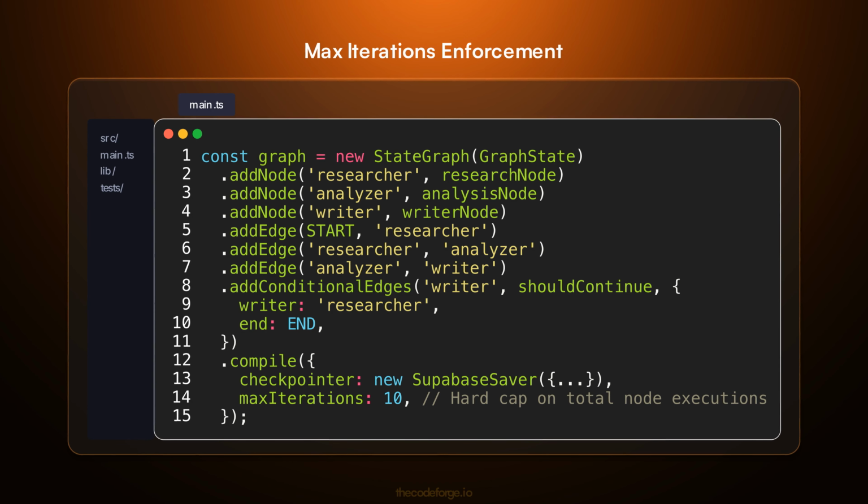In LangGraph, you pass maxIterations to the compile method to cap total node executions and prevent infinite loops. This is critical for production to avoid runaway token burn.